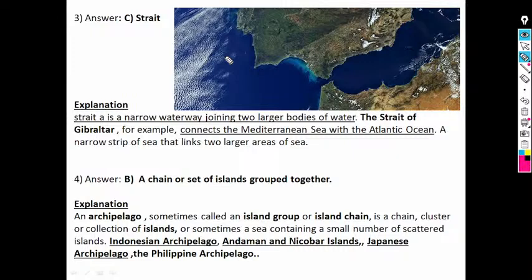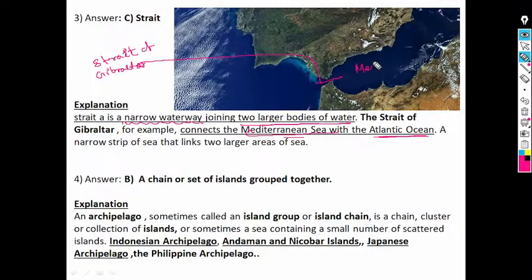Strait is a narrow waterway joining two large bodies of water. For example, the Strait of Gibraltar connects the Mediterranean Sea with the Atlantic Ocean.